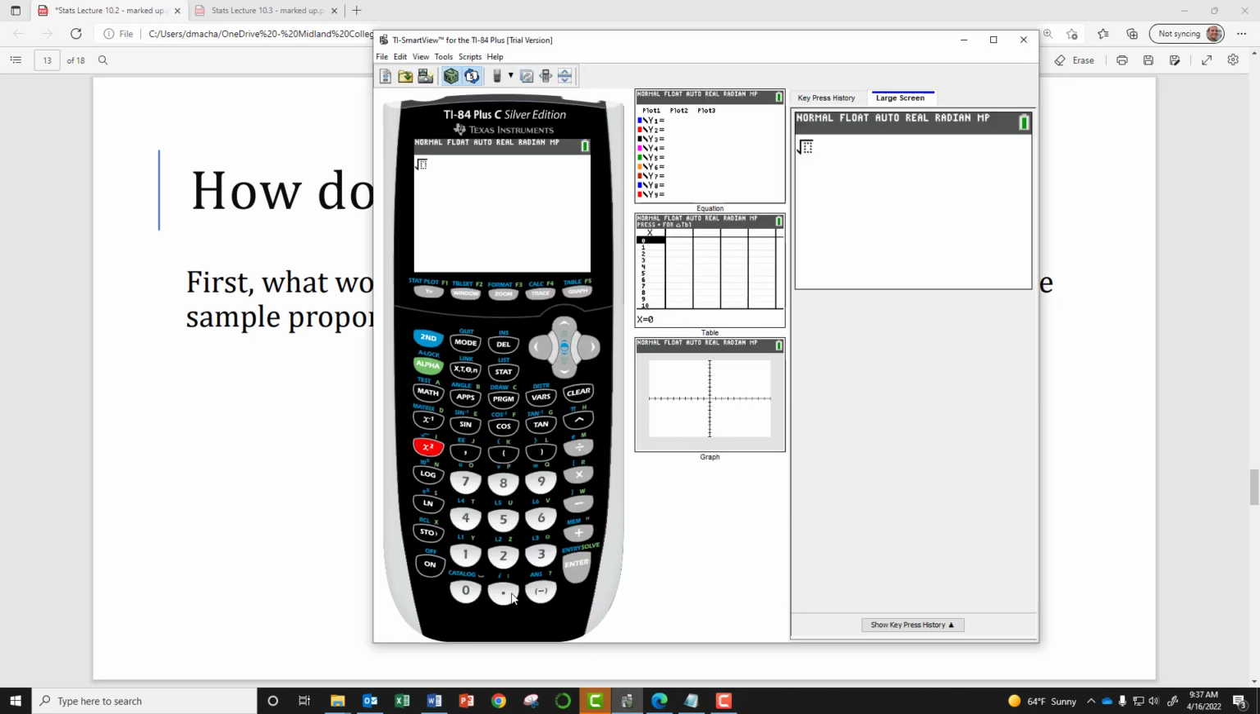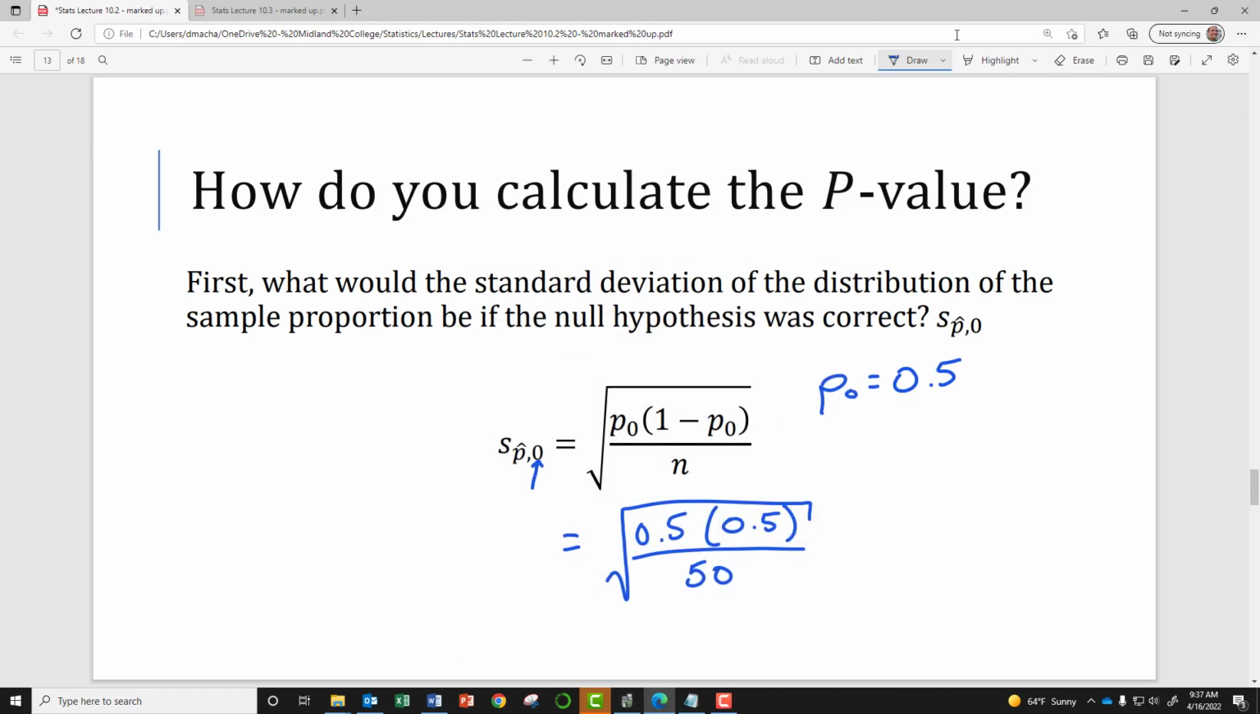Square root of 0.25 divided by 50, and that would be 0.0707. Then, once we have this value, we've answered the question: what would the standard deviation of the distribution of the sample proportion be if the null hypothesis was correct?